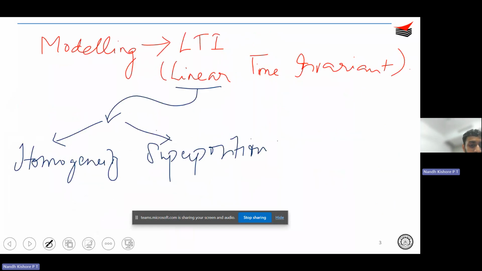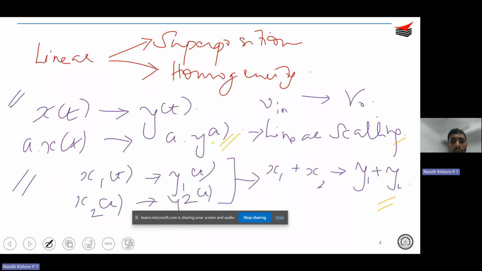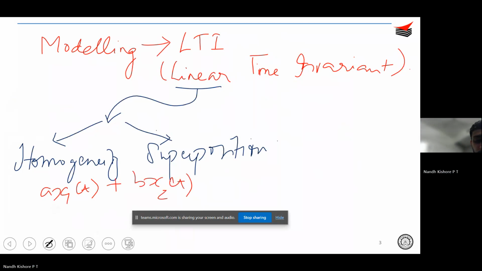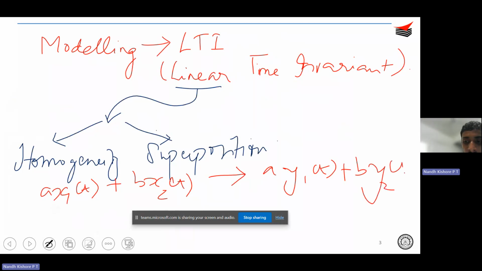So going back, what do I mean by linear? If I can combine both these terms that I have written over here, what I can conclude is something like this. Let's say I feed a into x1 of t plus b into x2 of t. This is my input. Then I must get a into y1 of t plus b into y2 of t. If this is satisfied, then I say that the system is linear.